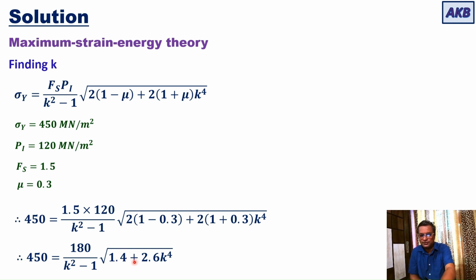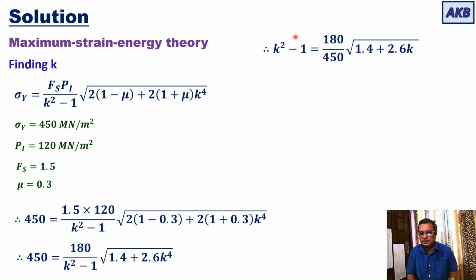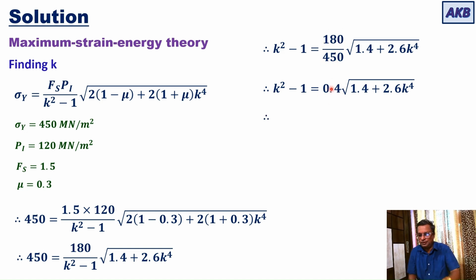Under the square root, you get these simplified terms. So this is 1.4 and this is 2.6. So 450 is equal to 180 upon k square minus 1 into under root of 1.4 plus 2.6 into k raised to 4. So k square minus 1 is equal to 180 upon 450 under root of 1.4 plus 2.6 into k raised to 4. What is done is 450 is brought to the other side and k square minus 1 is taken to the other side. So k square minus 1 is equal to 0.4 into under root of 1.4 plus 2.6 into k raised to 4. So 180 divided by 450 is 0.4.